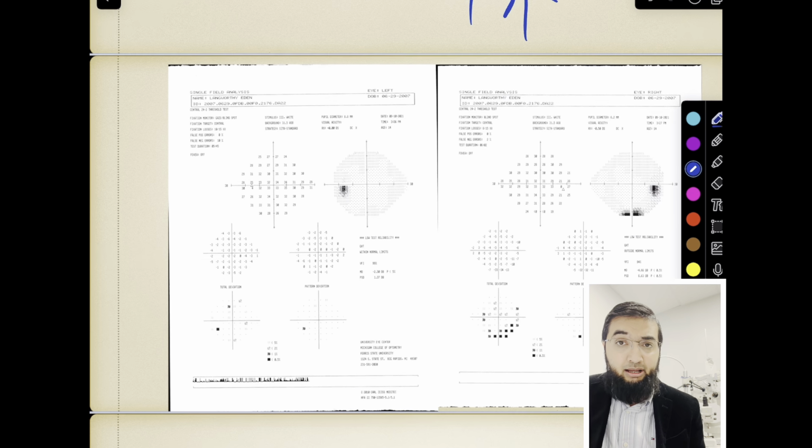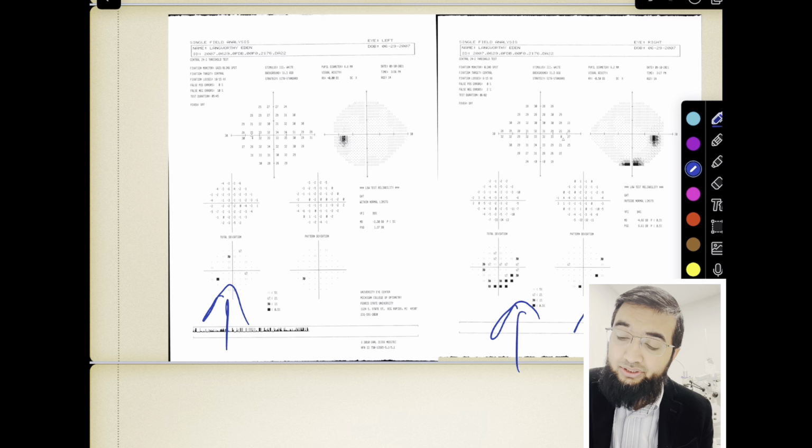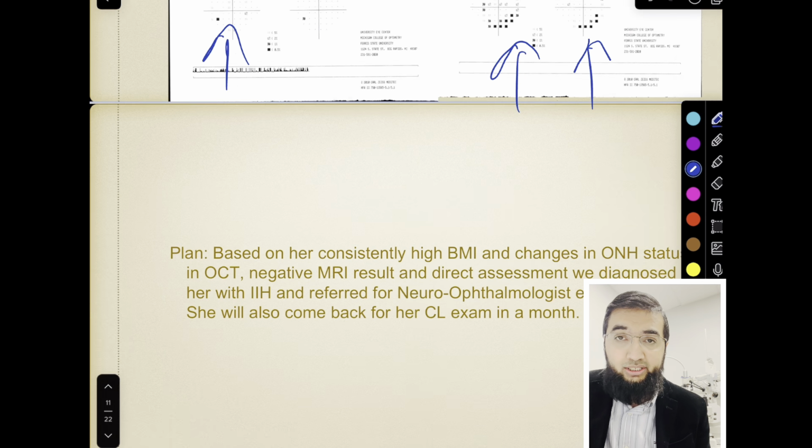And we did the Humphrey visual field immediately. You see the defects? It's getting bad. We don't want that. If you look at the previous visual field, that's way better than this one. So it's getting worse, which is not a good sign. The patient is losing something.